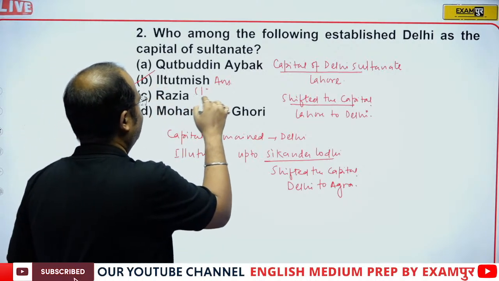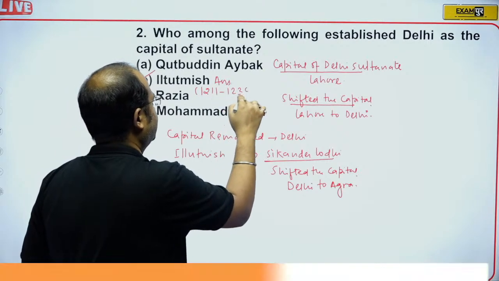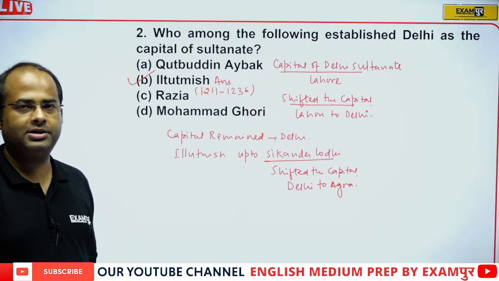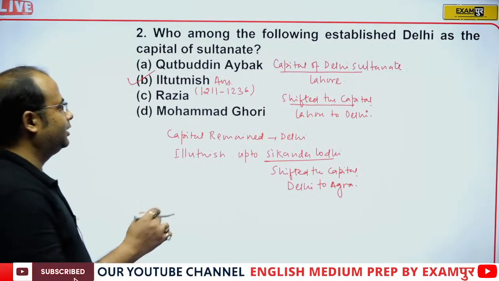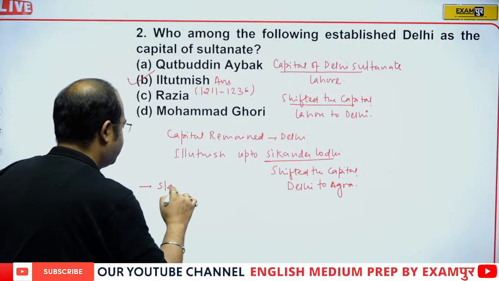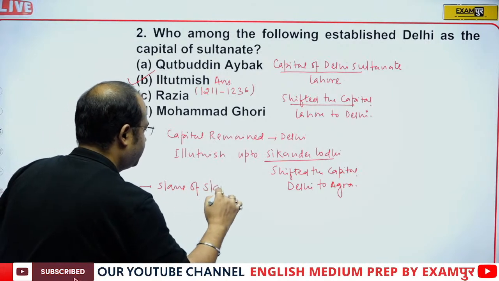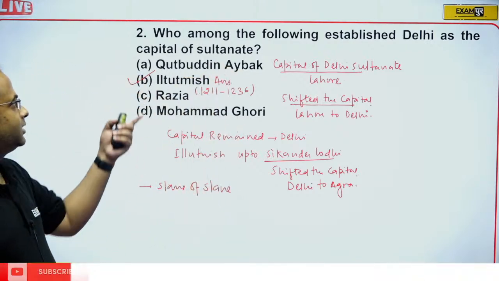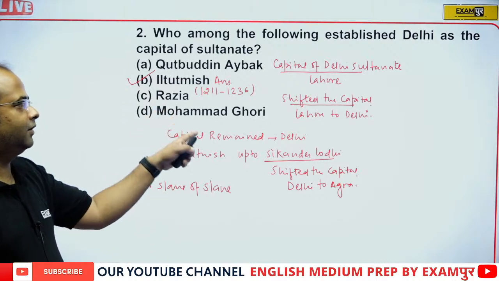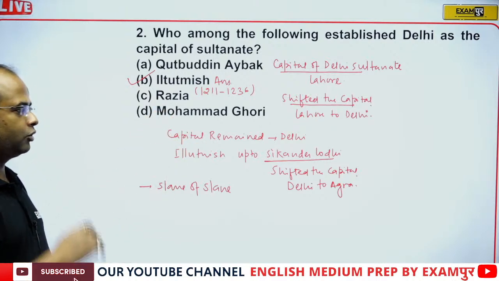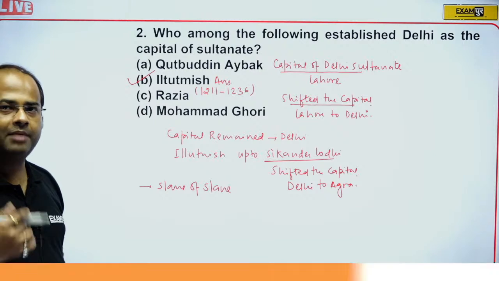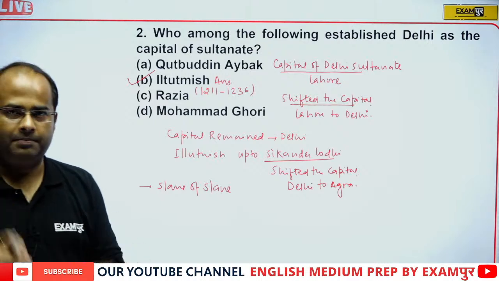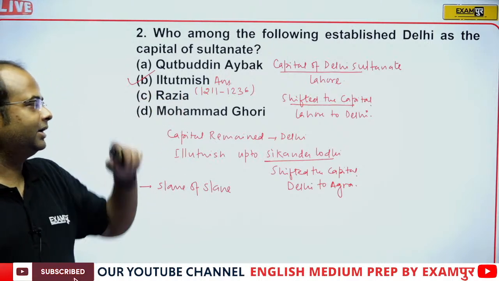He ruled from 1211 to 1236 as the Sultan of the Delhi Sultanate, and Iltutmish is known as slave of slave, because his master, Kutubuddin Aibak, was also a slave of Muhammad Gori. So he is also called slave of slave, that is Gulam ka Gulam. So the correct answer will be, guys, option B.